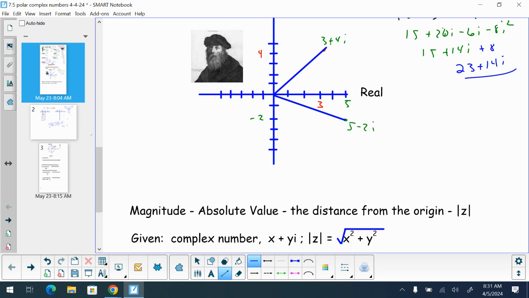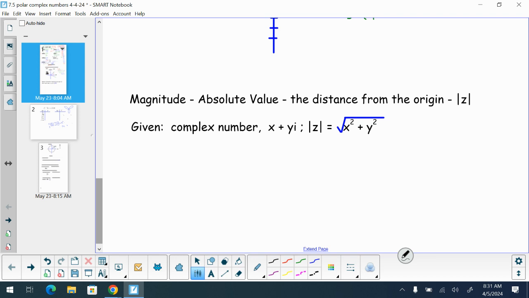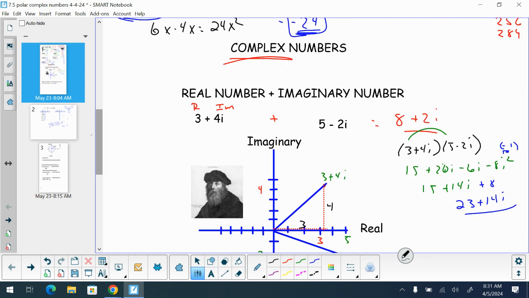So if I want to find the magnitude, I can run this right through a Pythagorean equation where we have 3 here, we have 4 here. Even though it's i, we can square each component here. And when we find the magnitude of the first one, my magnitude is the value of 5.